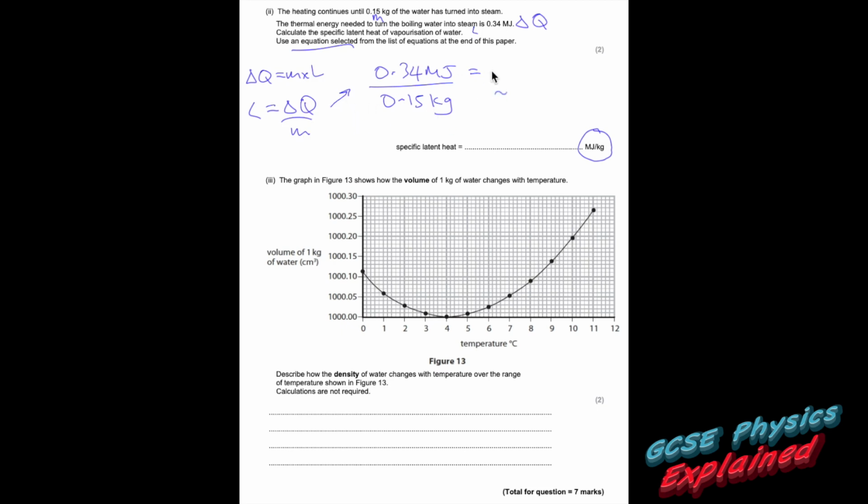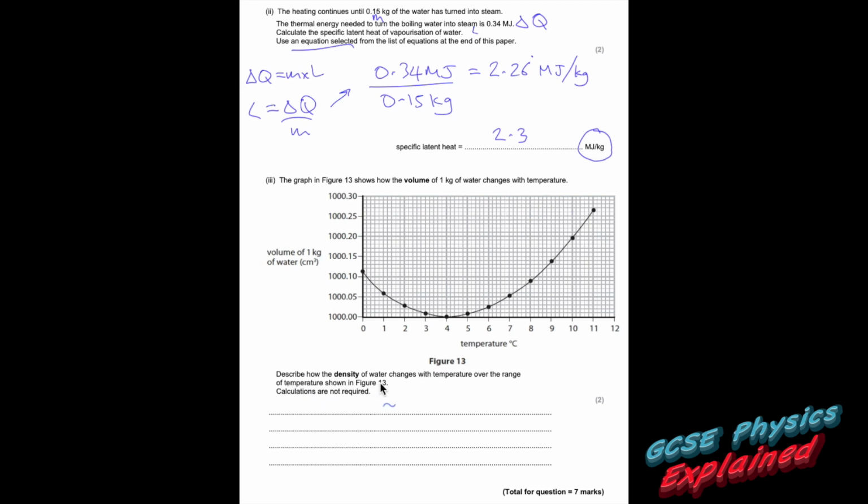And that equals 2.26 recurring. Or we can round that up to 2.3. If you are going to round it up, just make sure you put the full number up the top there. Now, looking at the units that they wanted it in also helps you to understand whether you need to convert it or not. It was absolutely fine to leave the joules in megajoules because they wanted the answer as megajoules per kilogram. Part 3. The graph in figure 13 shows how the volume of 1 kilogram of water changes with temperature.